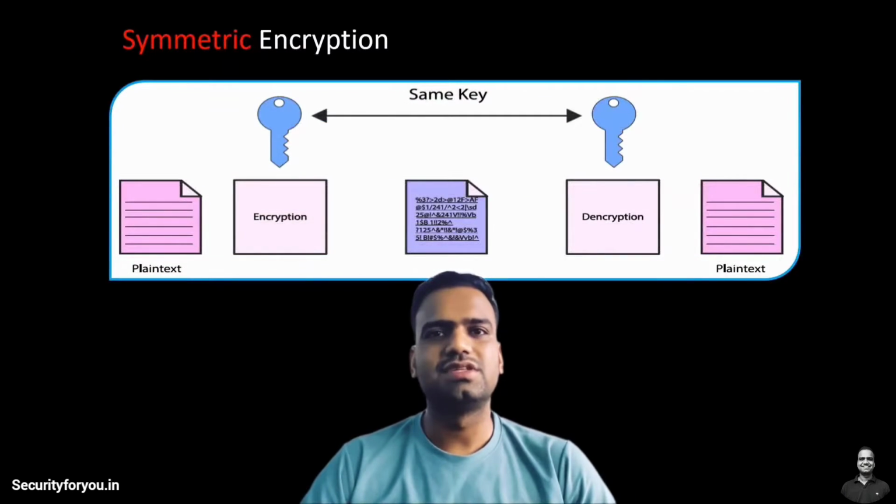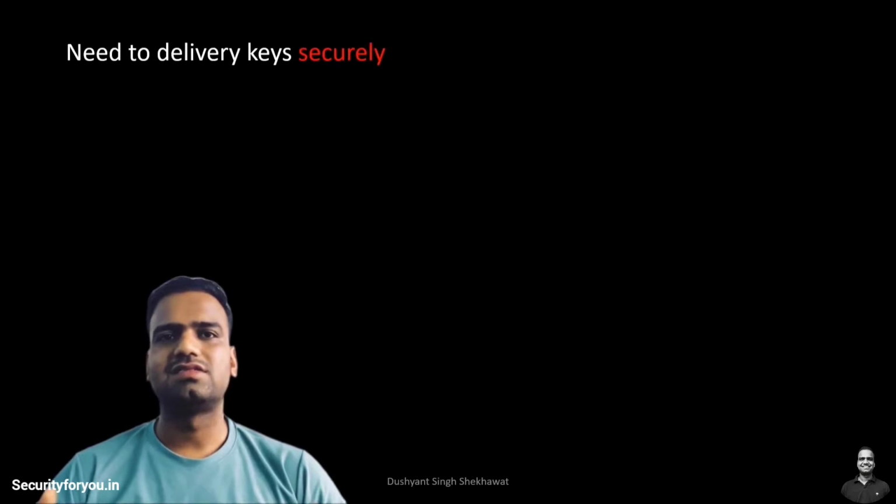In symmetric encryption, both the sender and receiver use the same key to encrypt and decrypt data. So, what are some of the limitations of using symmetric encryption? Let's understand that. The first limitation of symmetric encryption is the need for one party to deliver keys to another with whom it would like to exchange data.